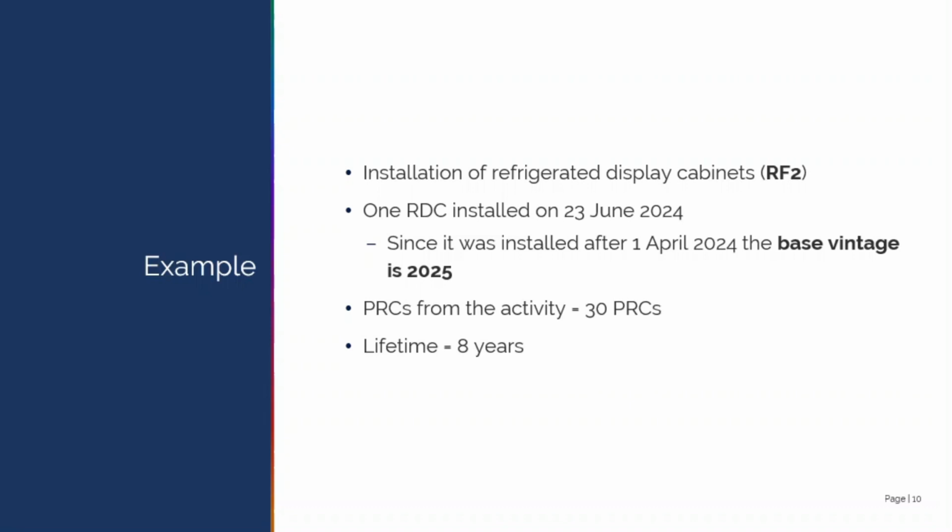Look at an example, the installation of refrigerator display cabinets, activity definition RF2. One RDC installed on the 23rd of June 2024 would have a base vintage of 2025. The PRCs from this activity would be 30. And they're spread out over a lifetime of 8 years. Let's have a look at how TESA apportions those PRCs.